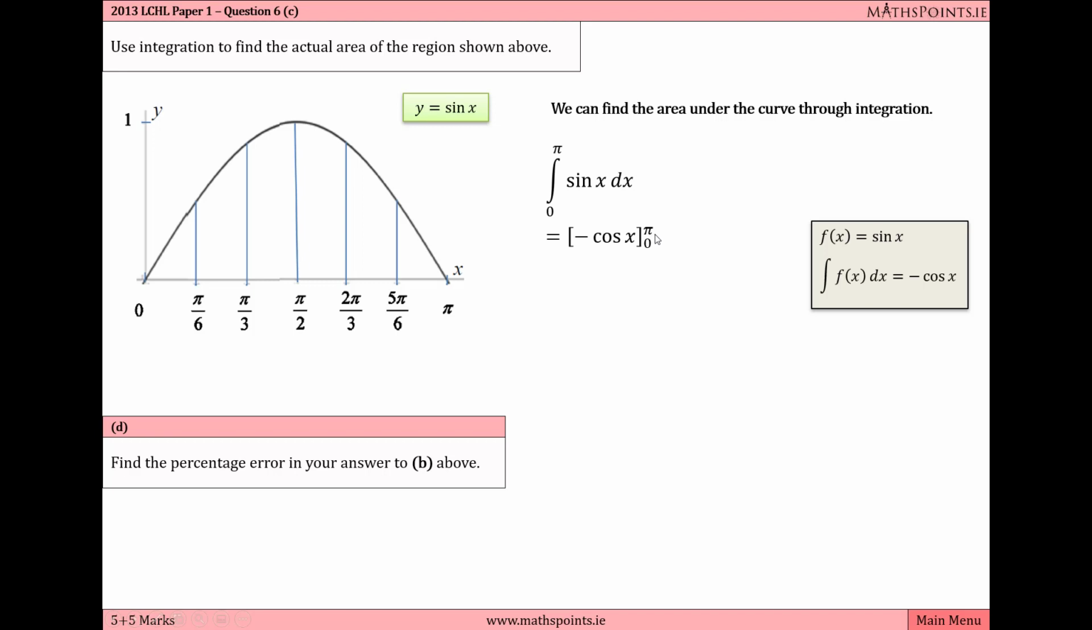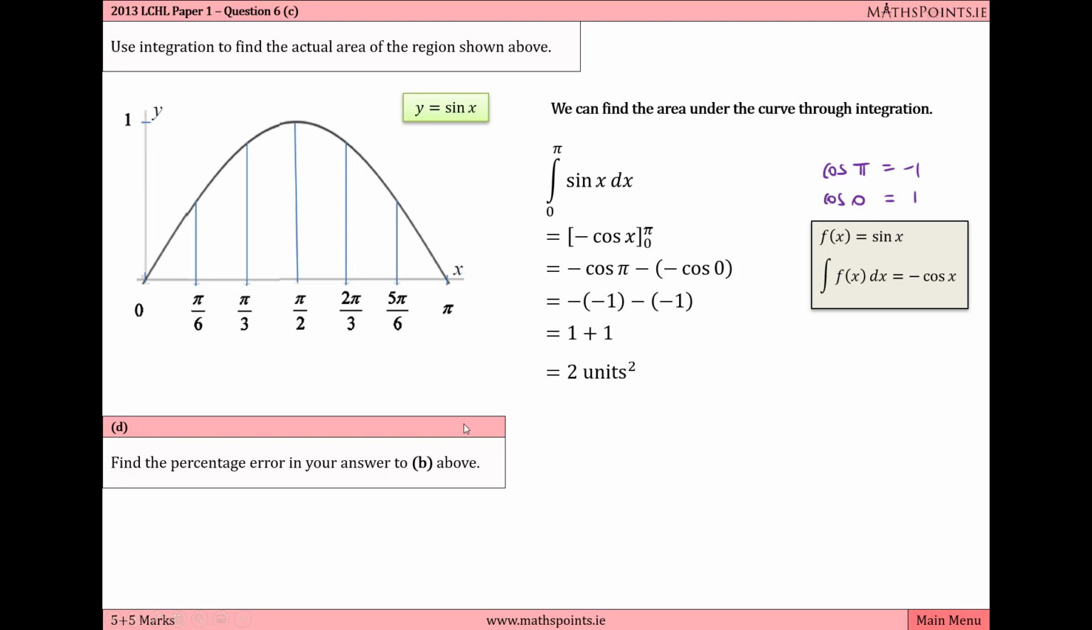We sub in the pi and the 0, and we get minus cos of pi minus cos of 0. The cos of pi is equal to minus 1, and the cos of 0 is equal to 1. And so subbing these values in here, we have minus 1 minus 1, which becomes plus 1, which is equal to 2. So we have an exact value now for the area between the curve and the x-axis, which is 2 units squared.